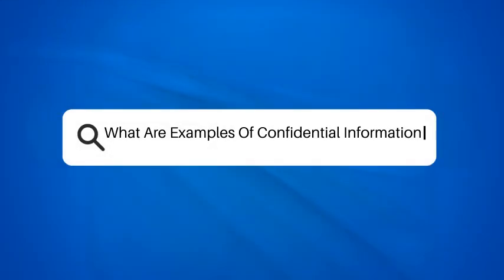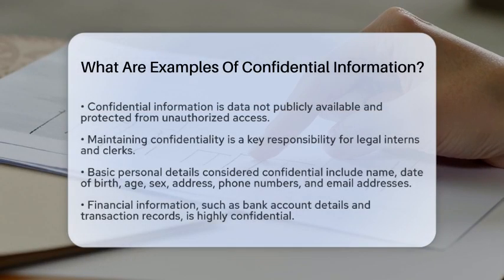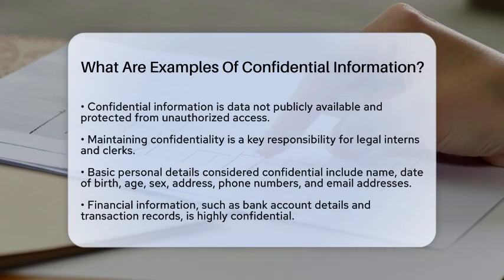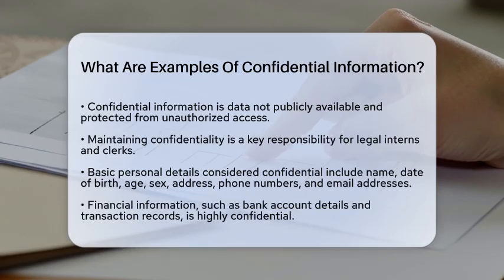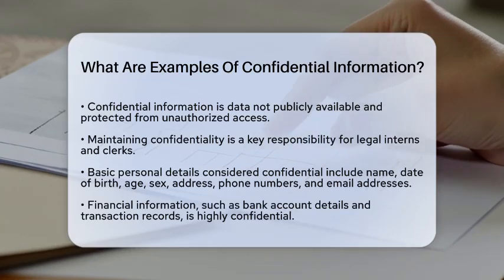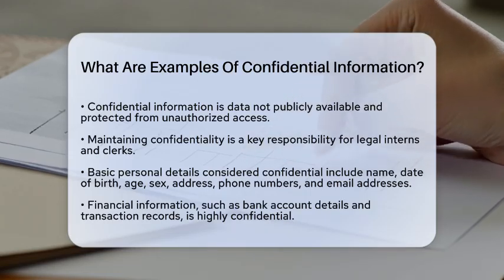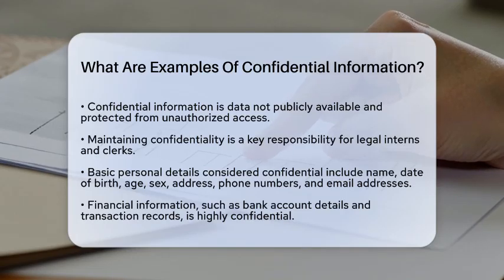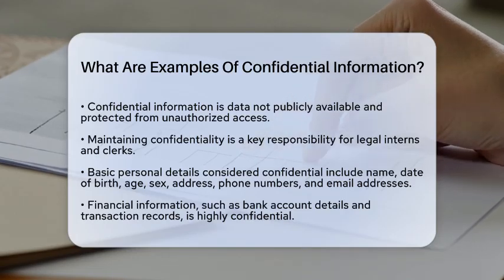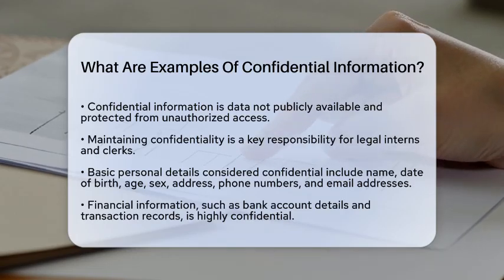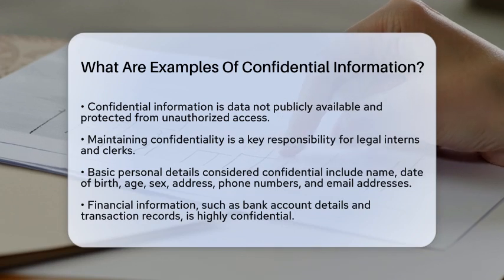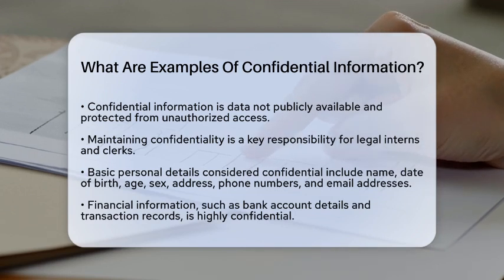What are examples of confidential information? Have you ever wondered what types of information are kept under wraps in the legal world? Understanding what constitutes confidential information is essential, especially for those in legal internships and clerkships. Let's break it down. Confidential information refers to data that is not publicly available and is protected from unauthorized access. In the context of legal internships, maintaining confidentiality is a fundamental responsibility.